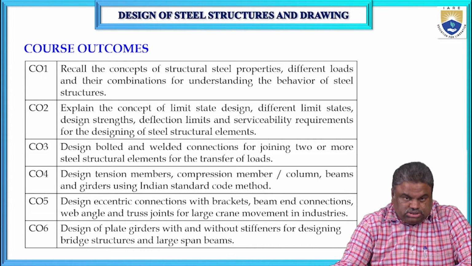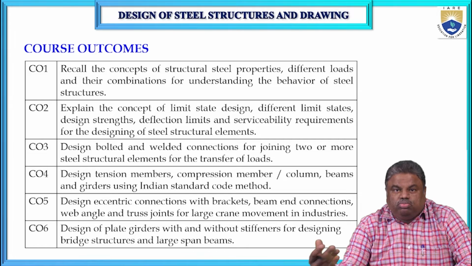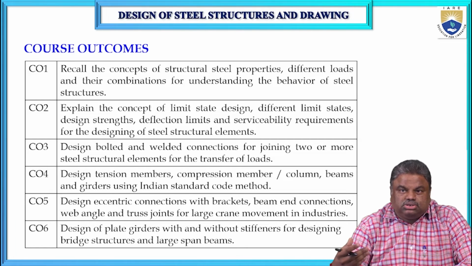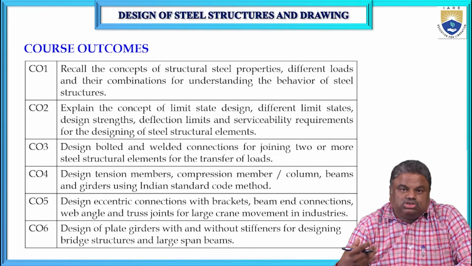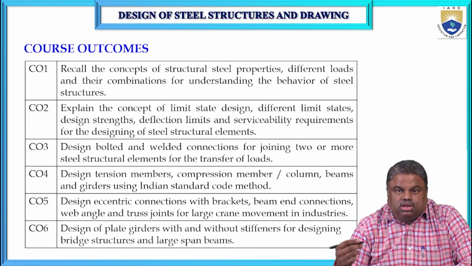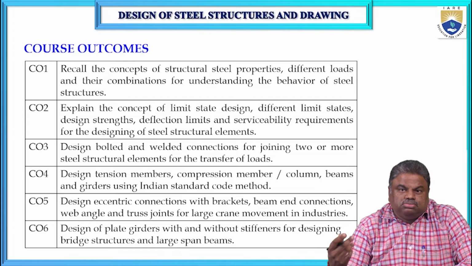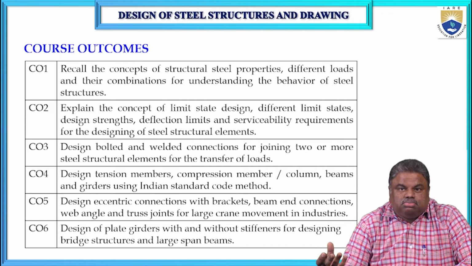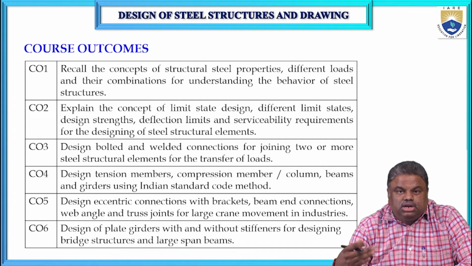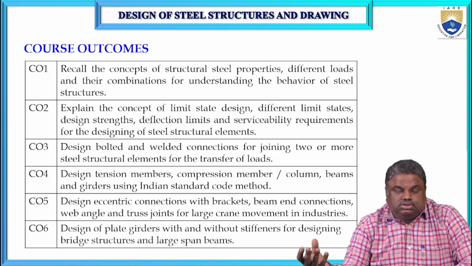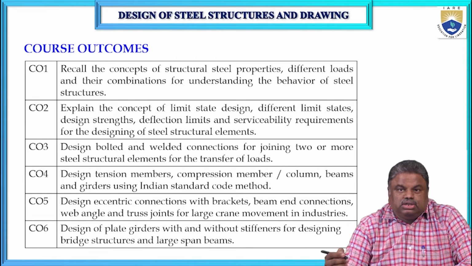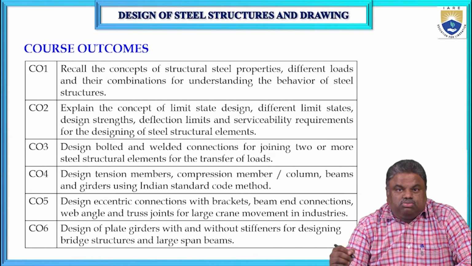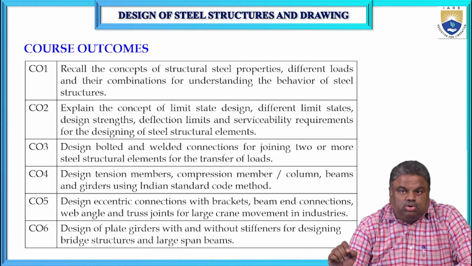And beam end connections. So beam to beam connections or beam to column connections, and the truss joints. If you have a triangular truss, there will be so many members in the truss. The minimum number of members in the truss is 3, and it can be 4 or 5 or 6 or so many. Right? So we have to design these truss joints. That we will see in this outcome.